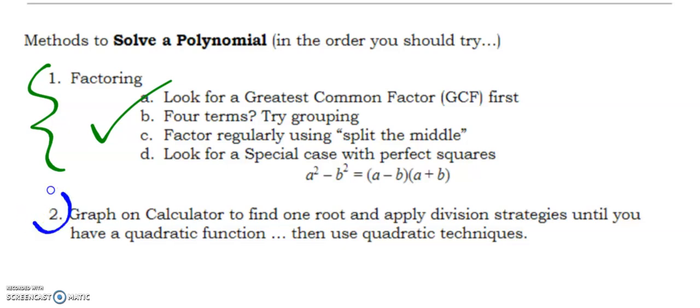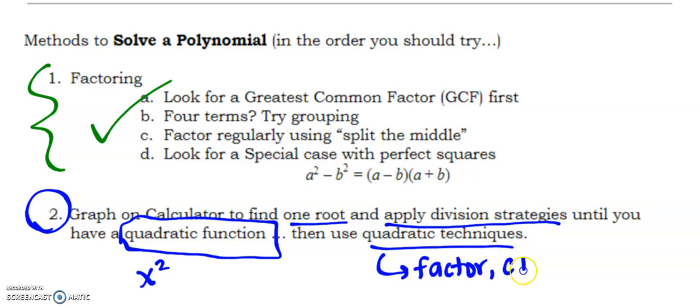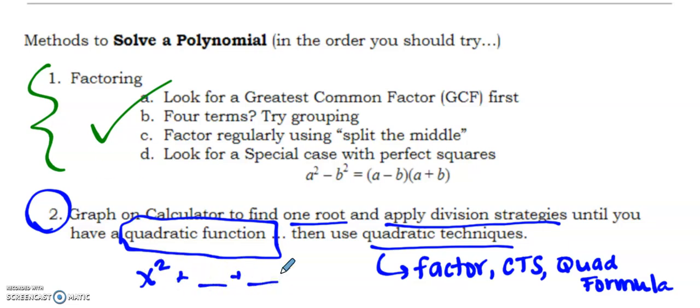Today we're going to focus on this: graphing on a calculator to find one root, apply division strategies until we get to a quadratic function, then use quadratic techniques. That's a lot of math jargon. So quadratic function would be something with x to the second power. Quadratic techniques would be factoring, complete the square, or everybody's favorite, the quadratic formula, because that will always work. So getting to a quadratic, something with x to the second power, will be helpful for us because we can solve quadratics in a variety of ways.